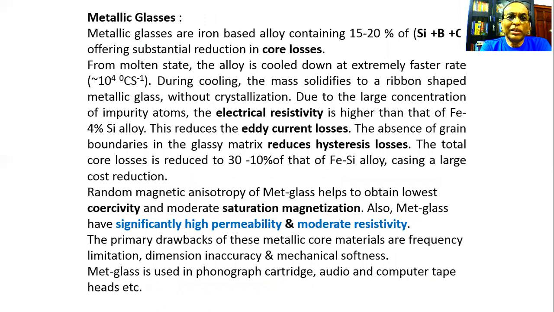This is a very novel material, the metallic glasses. Metallic glasses are iron-based alloys containing 15 to 20% of silicon, boron, carbon, offering substantial reduction in core losses. The basic advantage is that the core loss is very much minimized. From the molten state, the alloy is cooled down at an extremely fast rate, about 10^4 degrees centigrade per second.